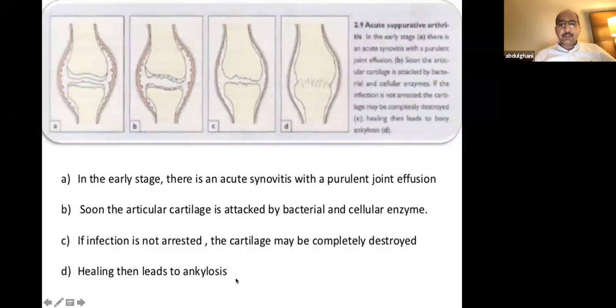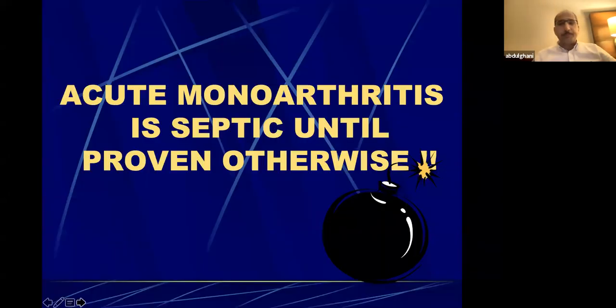And mind you, it invariably leads to bony ankylosis, as you see in this picture, whereas tubercular arthritis invariably leads to fibrous ankylosis if not treated properly. You have to remember one thing, as I alluded to earlier: acute monoarthritis is septic until proved otherwise.